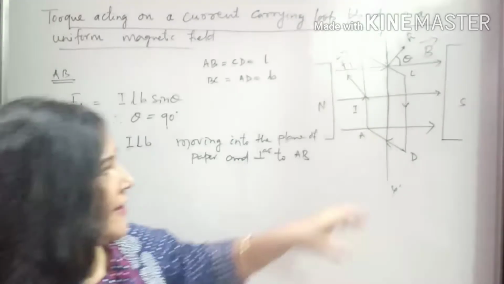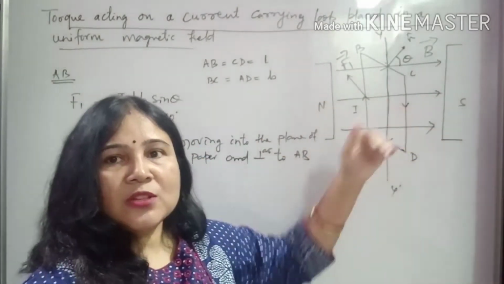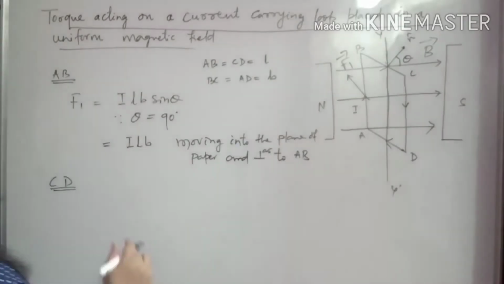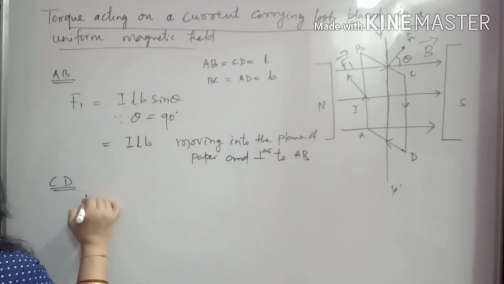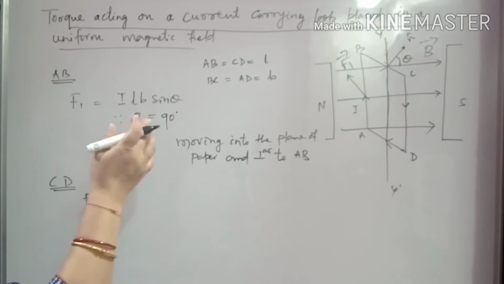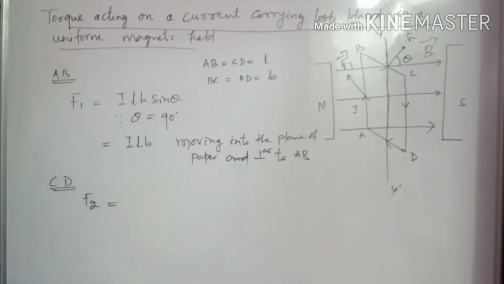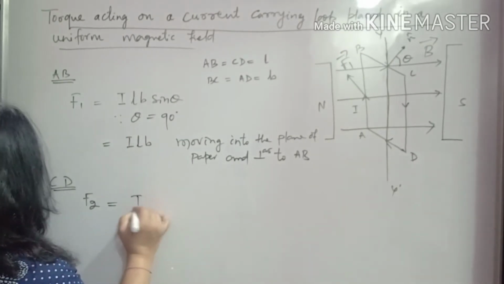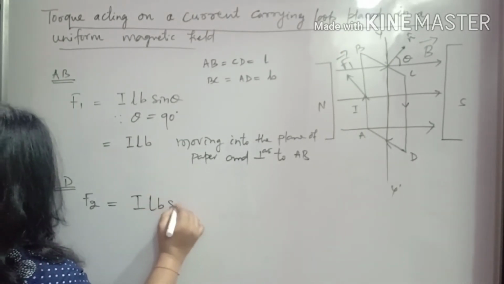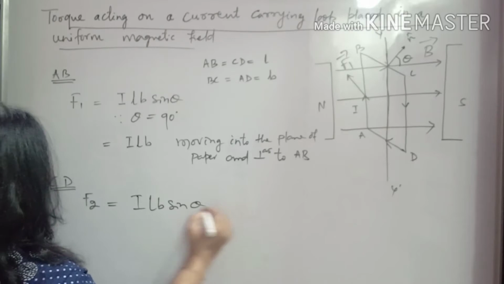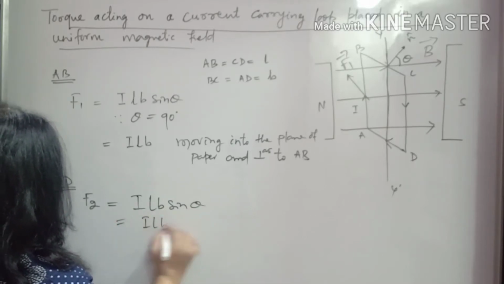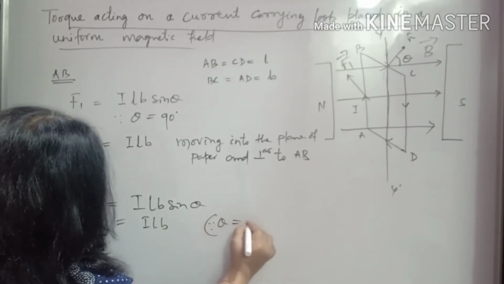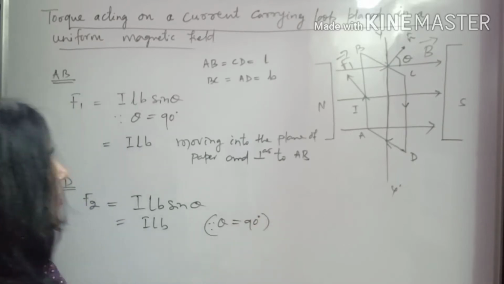Why are we finding CD? Because the same case will be there, because CD is also making an angle of 90 degrees. So let's suppose the force in case of CD is taken as F2. Now the formula of F2 will be ILB sine theta. This will give you ILB, because here also theta equals 90 degrees.